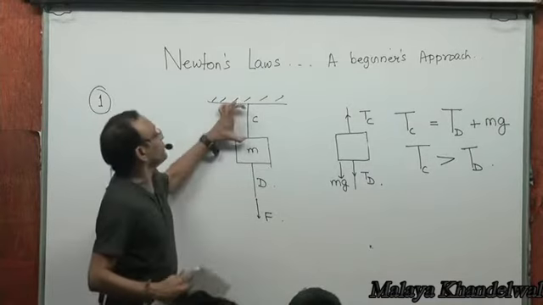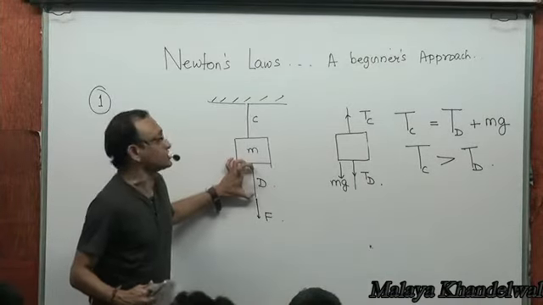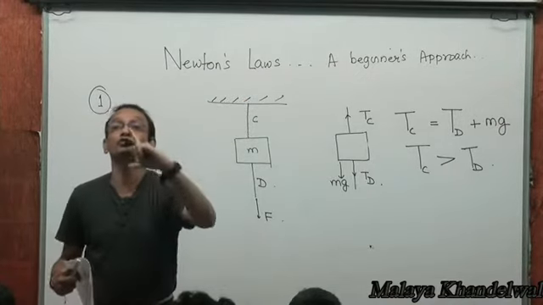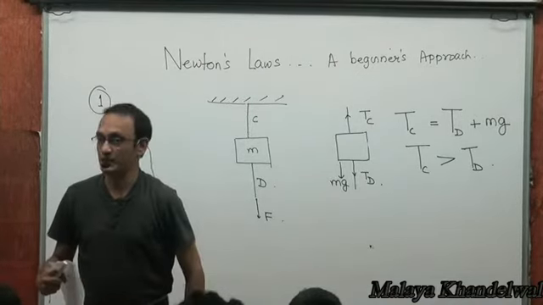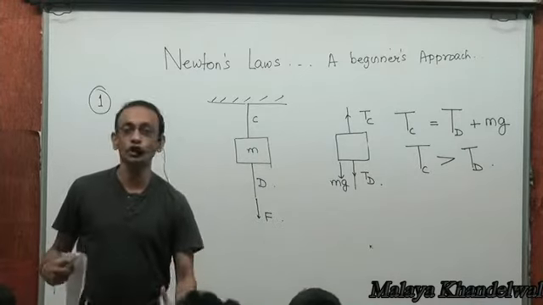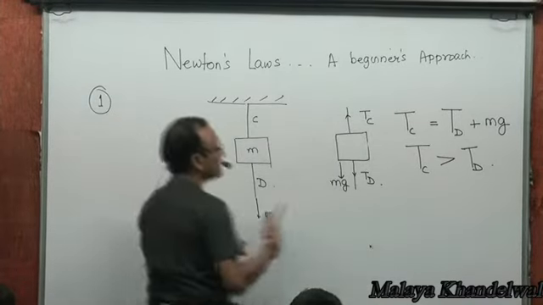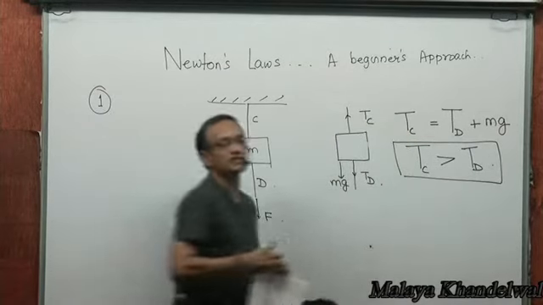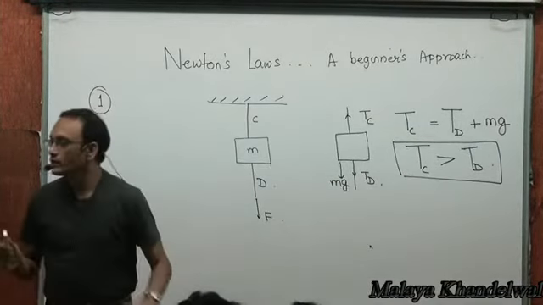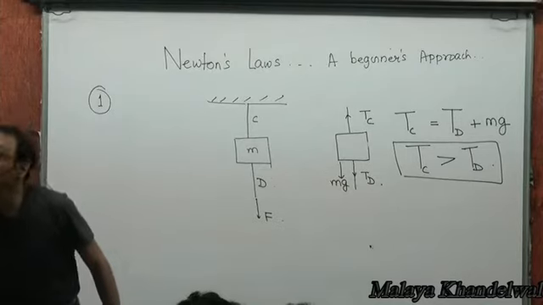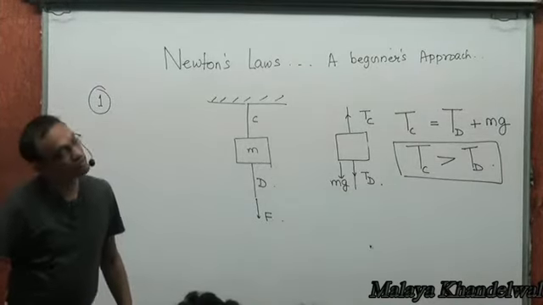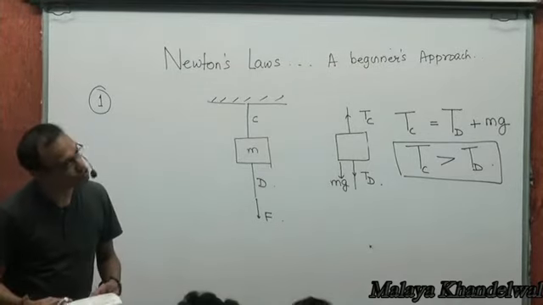Which one will reach 100 newtons first? This or this? C will reach 100 newtons first. Therefore, which would be more prone to breaking? C. So C will break first for sure. The string C will break first because the tension in the string C is larger than the tension in the string D. It will reach its breaking strength earlier than string D. All right? So string C will break first compared to string D. All right?